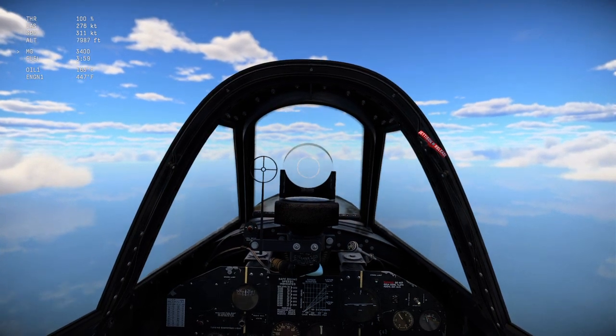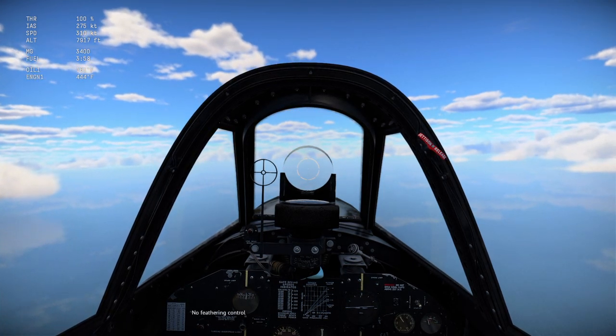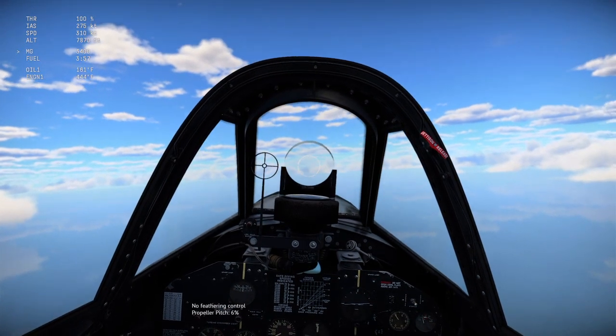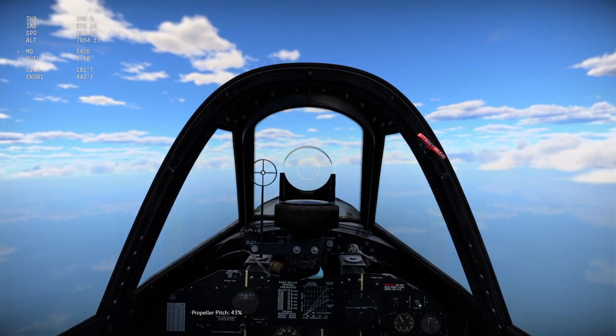If you do have prop feathering, though, you can just toggle prop feathering. I'm in a P-47, so it doesn't have prop feathering, so I don't have it. So let me turn my propeller pitch back up here.